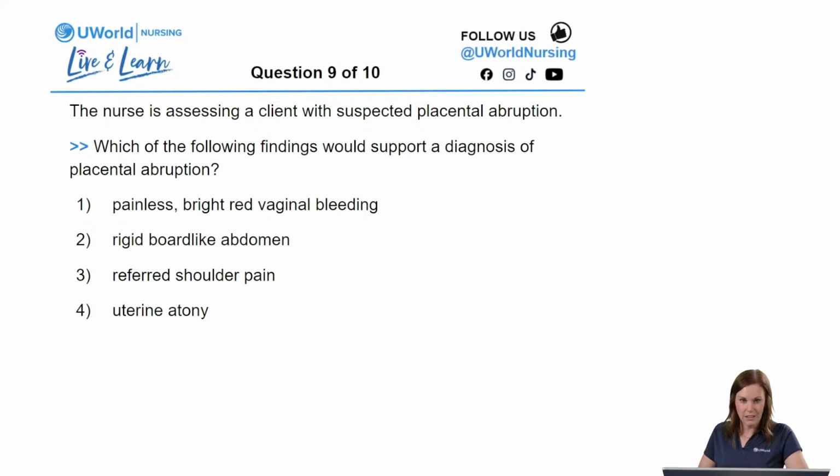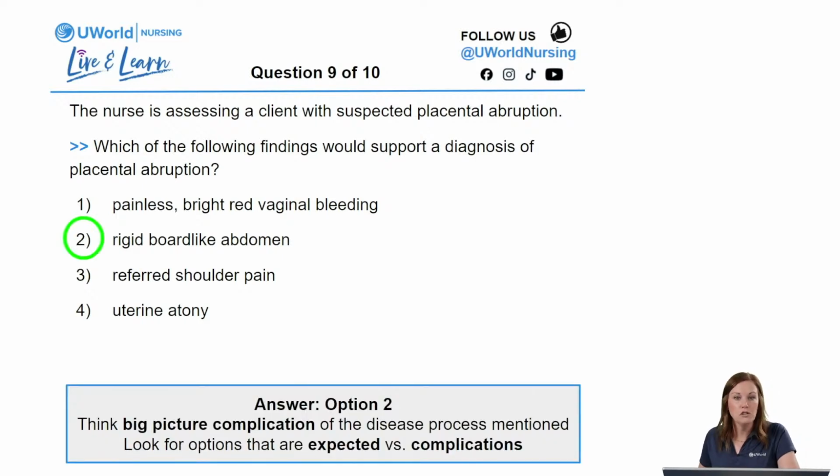Glad it's helpful. Okay. Our correct answer is option 2, rigid board-like abdomen. When these questions are asking us what we would see, the patho-related questions, think about, as we've always talked about in our content, what is the big picture complication? What are we most concerned about in these clients? That can really key you into your correct option. So in this situation, option 2, rigid board-like abdomen, is what we're most concerned about and what indicates a major complication of placental abruption.